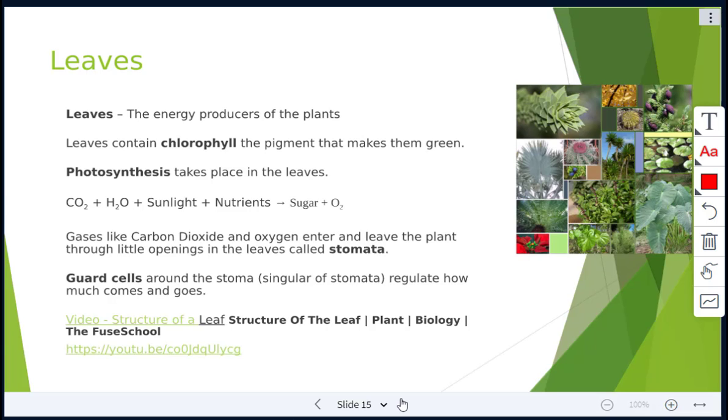All right, so next we're going to talk about leaves. These are the energy producers of the plants. They contain the pigment called chlorophyll, which makes them green, and photosynthesis occurs in the leaves.